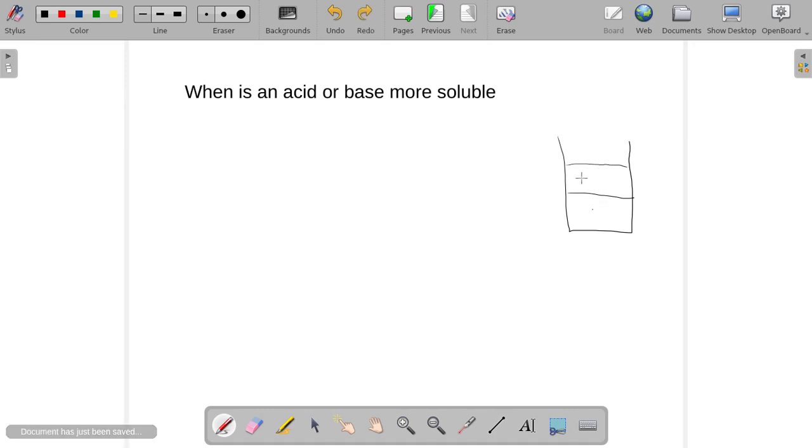Sometimes they're going to be more soluble in the organic layer or the ether layer, and sometimes they're going to be more soluble in the water. And I would distinguish them this way. The organic layer or the ether layer is pretty much always on top because it's less dense than the water layer.